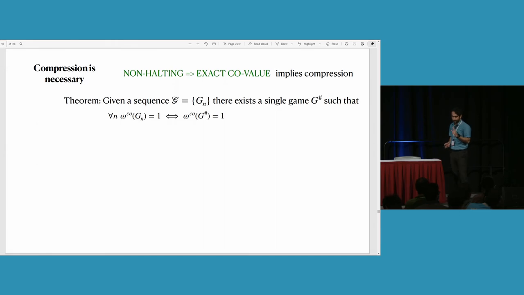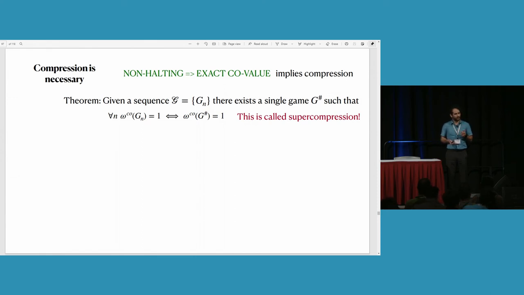This is the theorem that I'll prove. Given a sequence of games Gn, there exists a single game G compressed such that the covalue of G compressed is 1 if and only if every single game in the sequence has covalue 1. So in a sense, G compressed is encoding the value of an infinite family of games. So this is called a super compression. It's stronger than the compression theorem we saw in the previous slides.